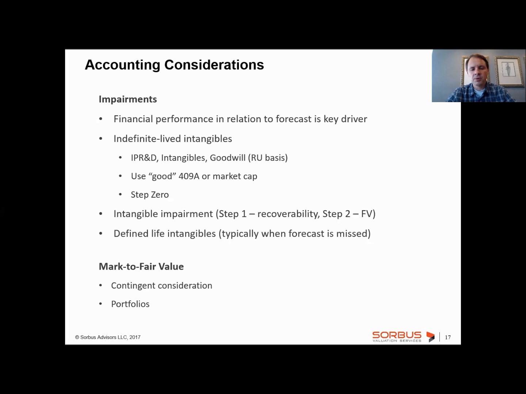Now, other portions where the purchase price allocation lives on is obviously, as I mentioned, contingent consideration, or the earnout that's marked to fair value, but then also any type of non-operating assets, so let's say portfolios that you acquired, where a financial institution might have acquired, let's say, a bank and their portfolios. So those portfolios would have to be tested.